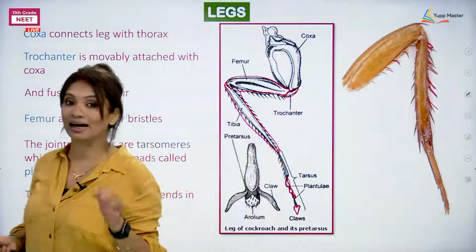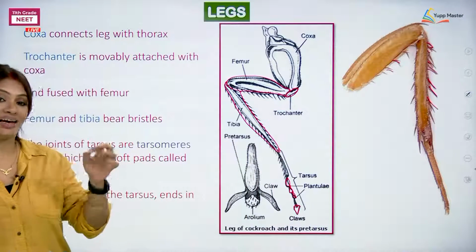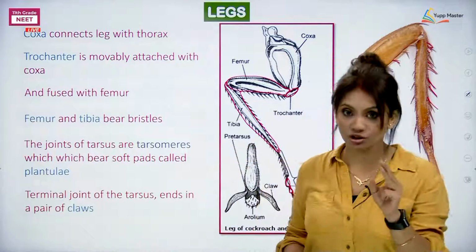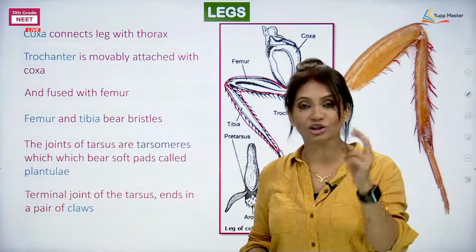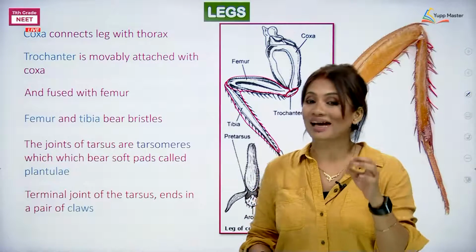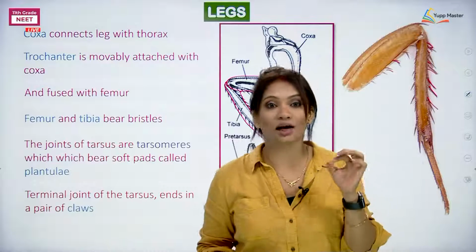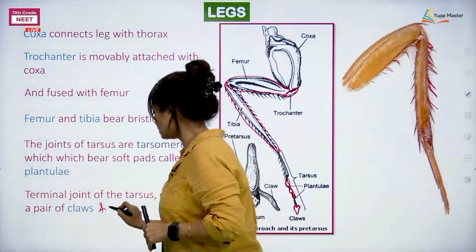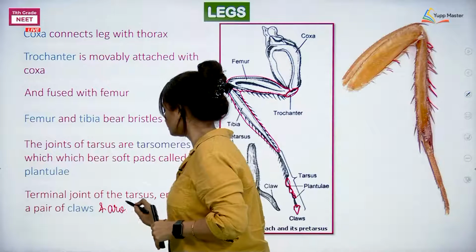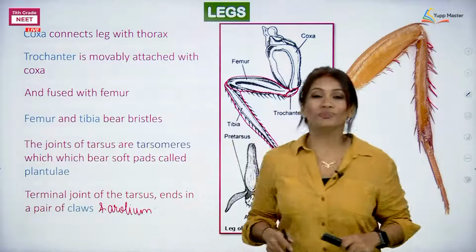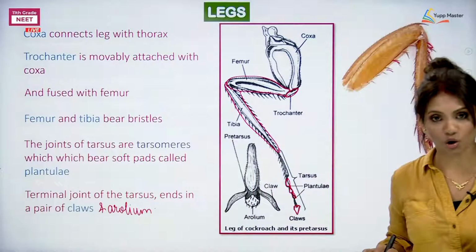Remember, the tarsus has tarsomeres, and at the ending of the tarsomeres, we learned that there are two structures, one being the claws and one being the adhesive pad. What were they called? They were called claws, and there is the arolium. Alright, so this was all about the legs of the cockroach.